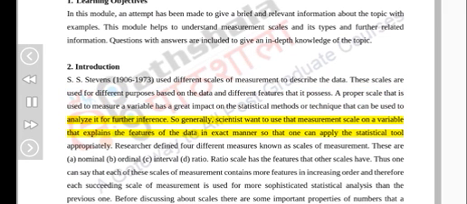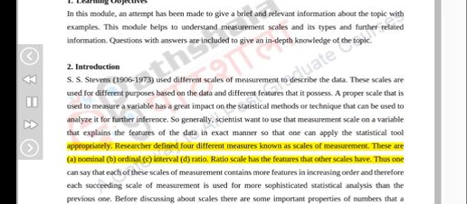So generally, scientists want to use that measurement scale on a variable that explains the features of the data in an exact manner so that one can apply the statistical tool appropriately. Researchers defined 4 different measures known as scales of measurement. These are A, nominal, B, ordinal, C, interval, D, ratio.